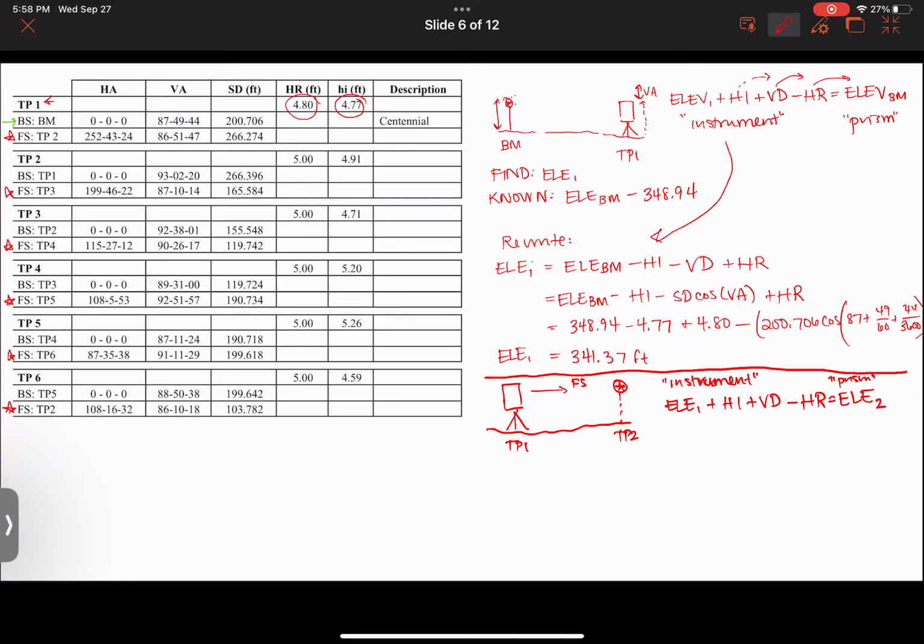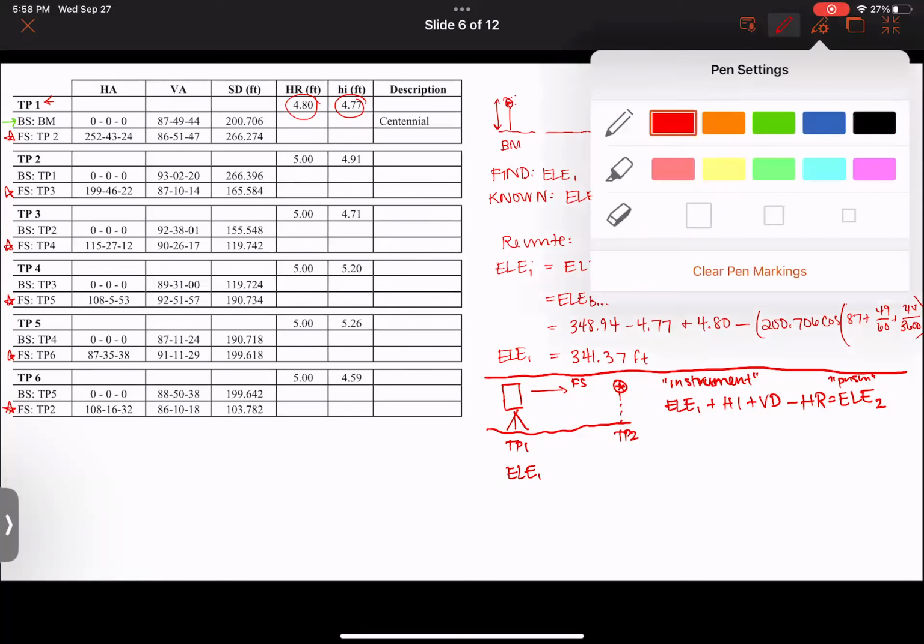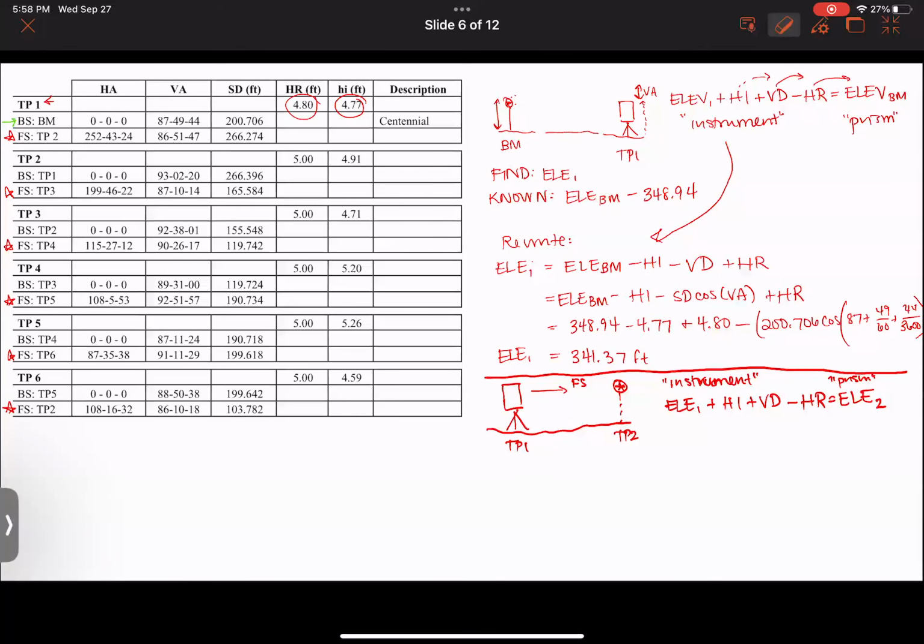Do we need to move this equation around at all? Hopefully you're thinking to yourself, no, we don't need to move that equation around at all. And you would be correct. So let's put some numbers in here. Elevation at point 1. We just found that from the previous equation. So elevation at point 1, we just found is 341.37 feet. And actually, I'm going to get rid of the units from there just to make it a little bit easier.